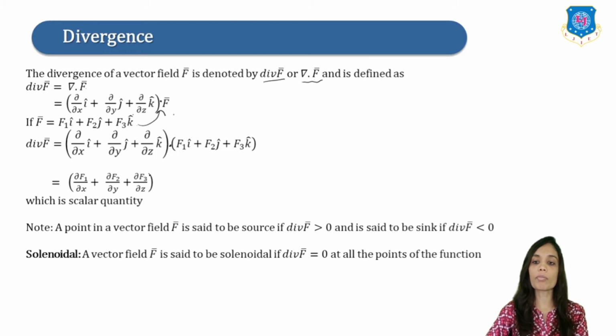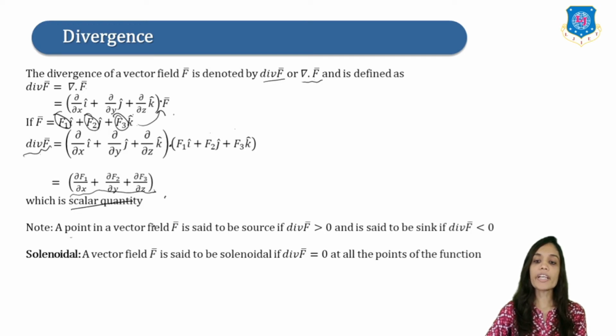If I do the dot product, divergence of f bar will be equal to del f1 upon del x plus del f2 upon del y plus del f3 upon del z. So what you have to do is take the partial derivative of f1 with respect to x, f2 with respect to y and f3 with respect to z, and add those three quantities. So you will obtain divergence of f bar, which is a scalar quantity.